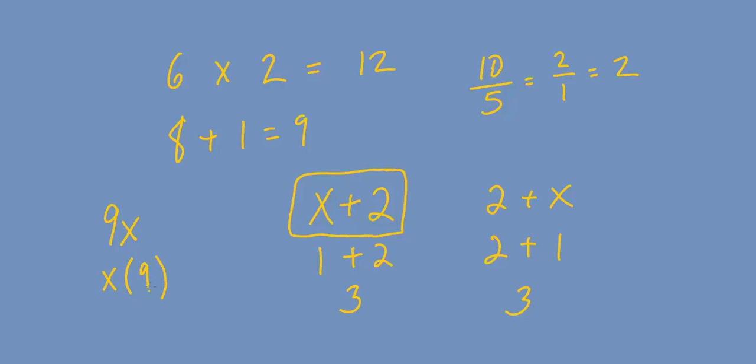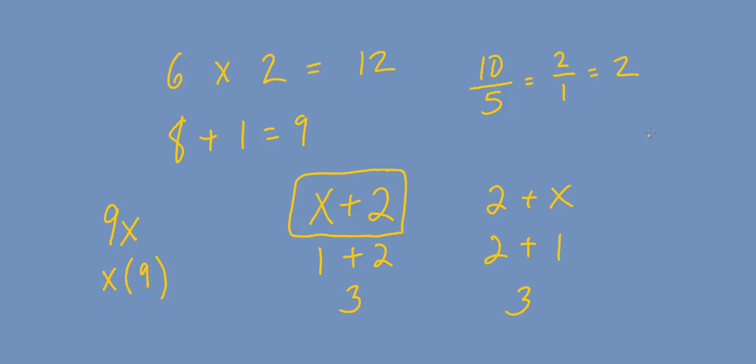When you just see something next to something in parentheses, it means times. And in algebra, when there's nothing written between two things, it means times also. So 9 times x is 9x, and here's also x times 9. Are those the same thing? Yeah. It doesn't matter what order you multiply things in.